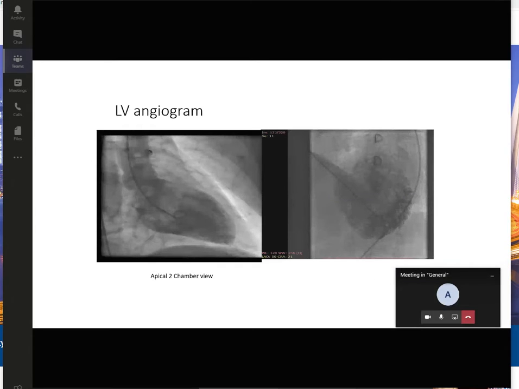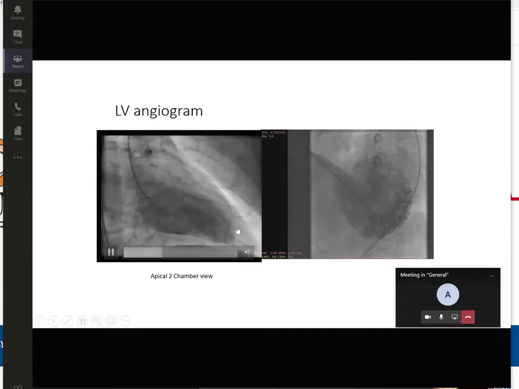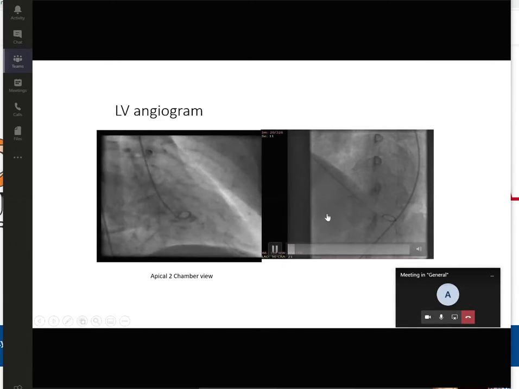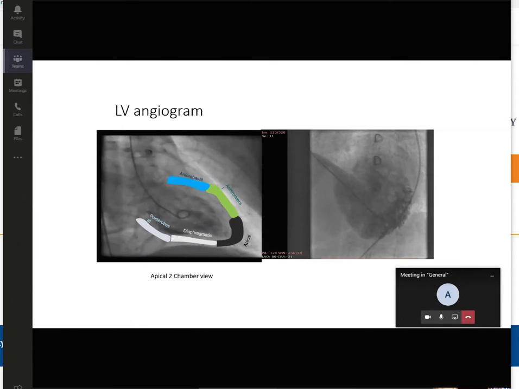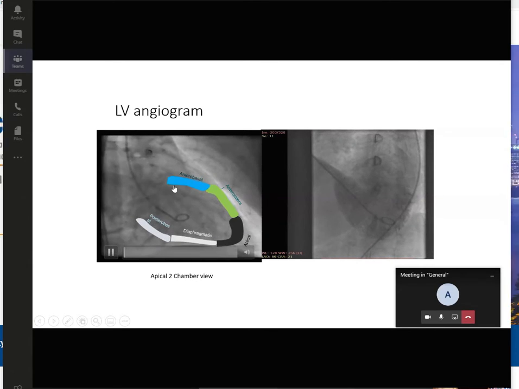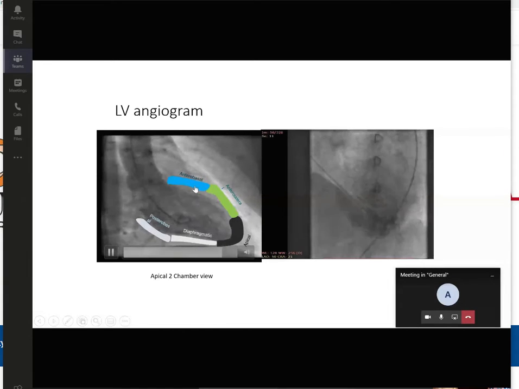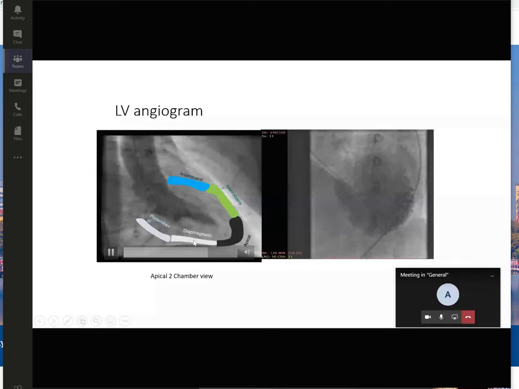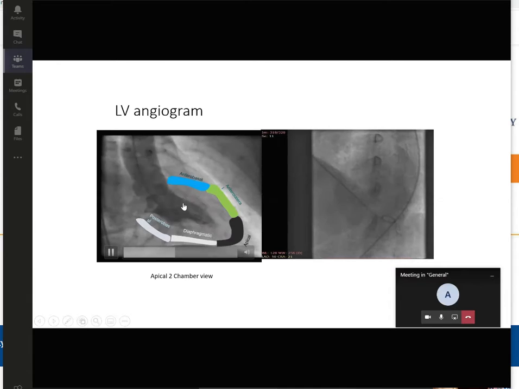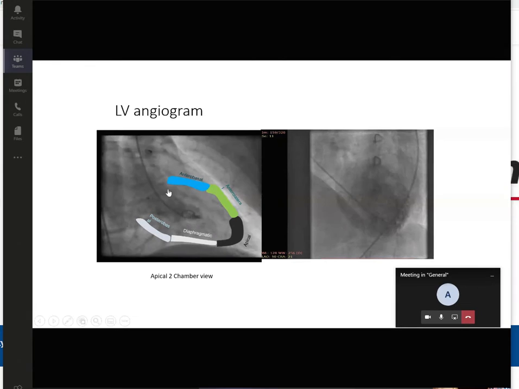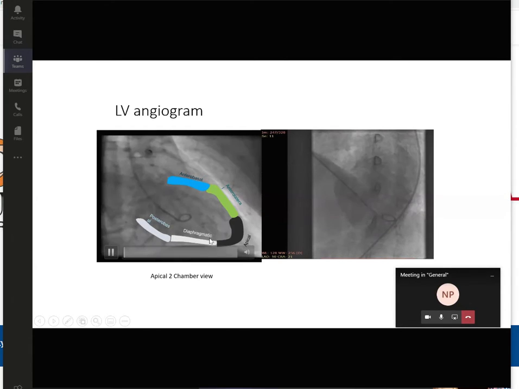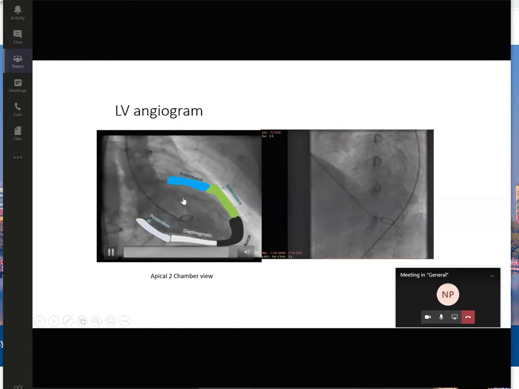Somebody was telling about the LV angiograms. These are the segments of the left ventricle, and somebody was telling it wrongly. Anterobasal, posterobasal, anterolateral, apical and diaphragmatic. This is the RAO view. This is a very basic thing. You should not make mistakes in this. You have to identify the segments correctly.